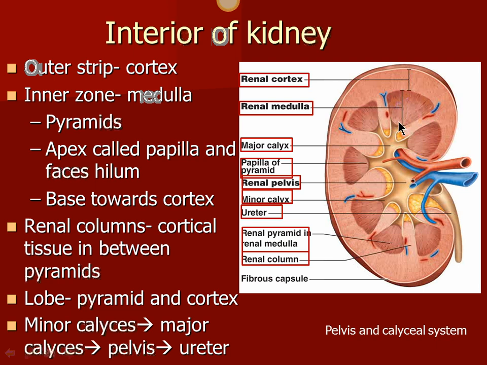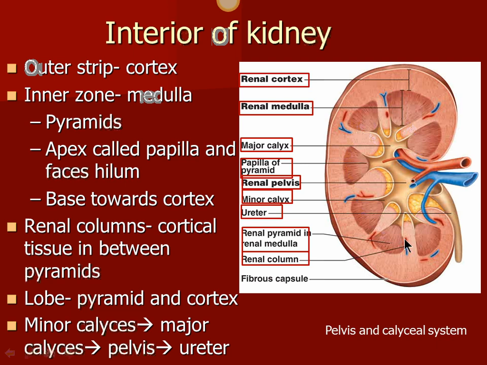And then this area is the medulla, but it in turn is made up of triangular structures, which you can see, these triangles, which are known as pyramids, because when you look at it in a 3D view, it looks like a pyramid, okay? And you can see this has a base, which faces the cortex, and an apex, which faces towards this part of the kidney, which is called the hilum. The apex of this pyramid is also known as the papilla.